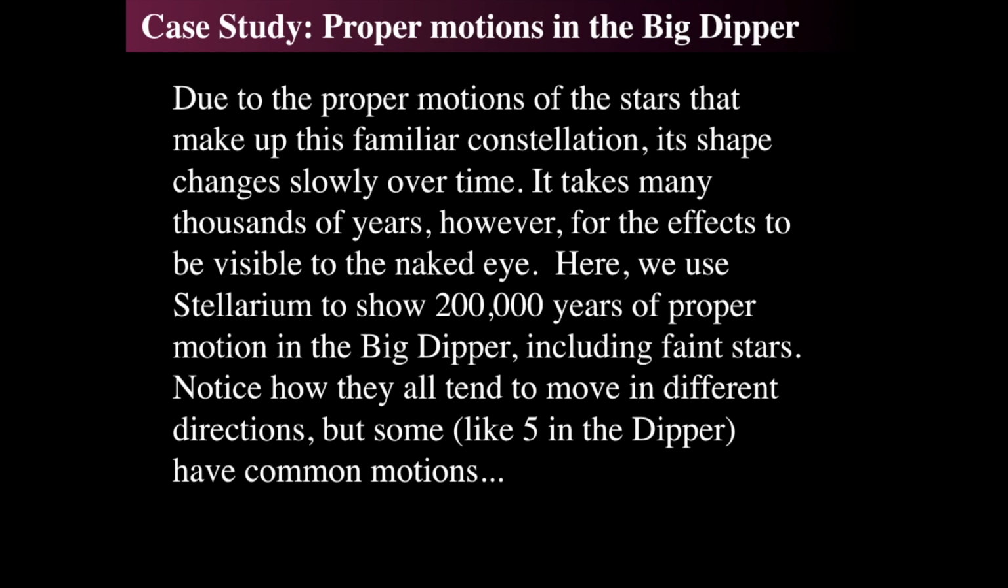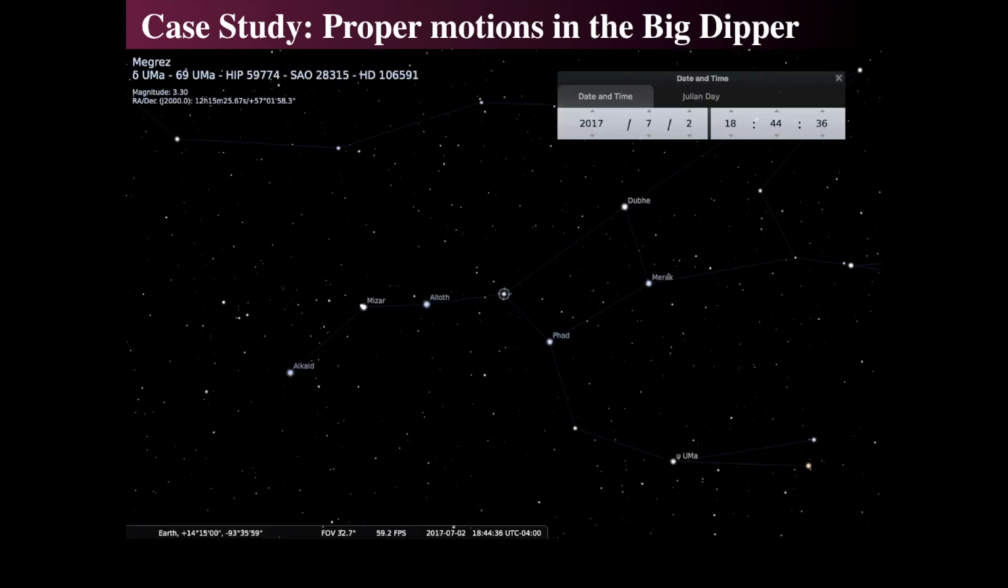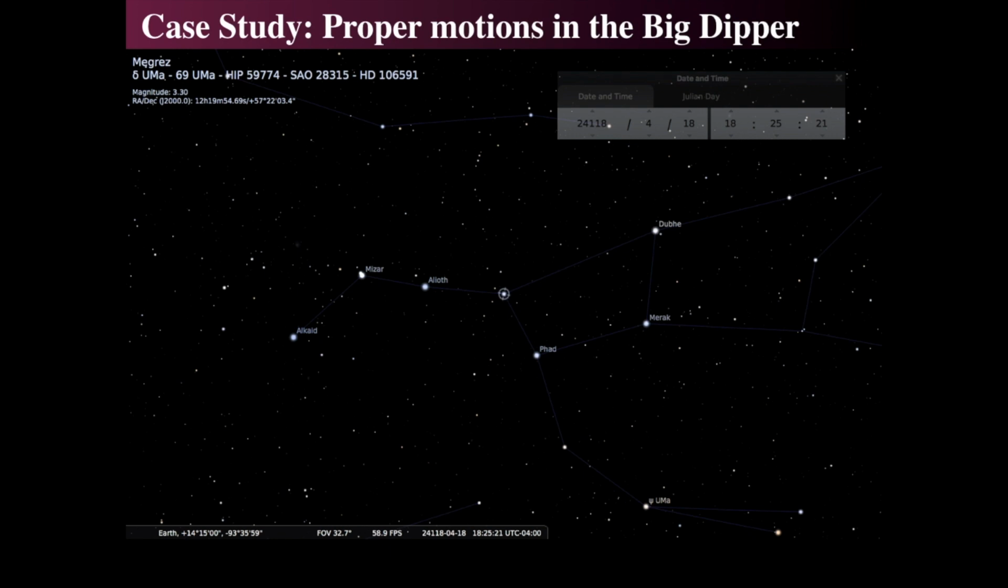But what we're going to do now is I went into this program called Stellarium, and I went over the course of 200,000 years to see how the Big Dipper will change. Now, some stars move in different directions, but the 5 in the Dipper roughly have common motions, but stars move around. So let's start today, or at least back in July of 2017, and we see the Big Dipper with Alkaid, Mizar, Alioth, Phecda, Merak, and Dubhe, and centered on Megrez. And so we'll now jump ahead 24,000 years, and we see that things have moved.